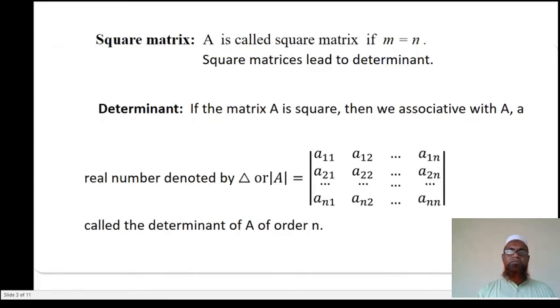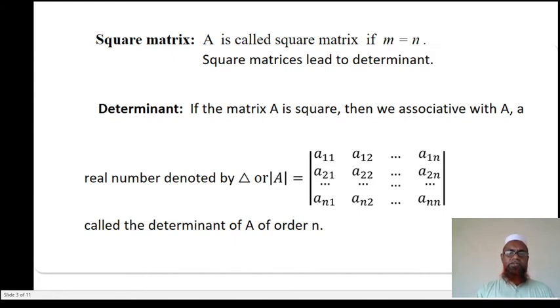Let us see some important types. Square matrix: a matrix is called a square matrix if m equal to n, that is, the number of rows equals the number of columns. A square matrix leads to the determinant. So next, the definition of determinant.